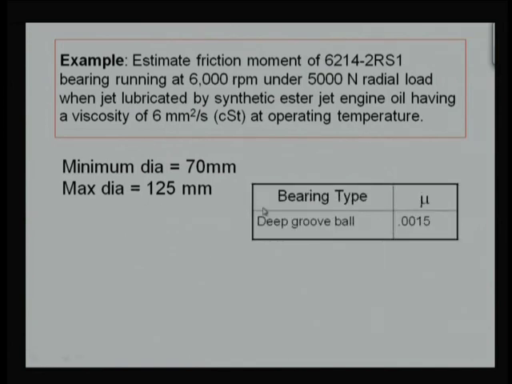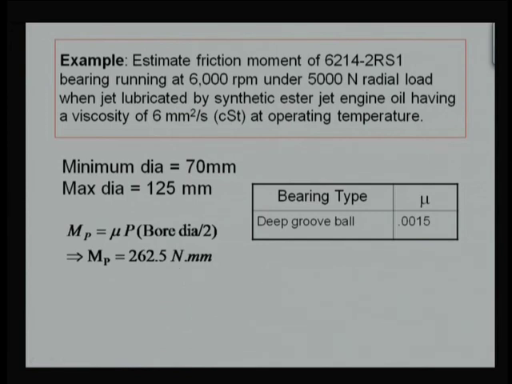Now, for the first component, the load dependent component, we require the coefficient of friction for the deep groove ball bearing, because we know the 6214 is a deep groove ball bearing. We utilize this coefficient of friction with the radial load, which is given as 5000 Newton, and the bore diameter for the moment arm. The moment arm is calculated as 70 mm divided by 2, that is 35 mm. Substituting 0.0015 into 5000 into 35 mm, we get a moment value of 262.5 Newton mm.